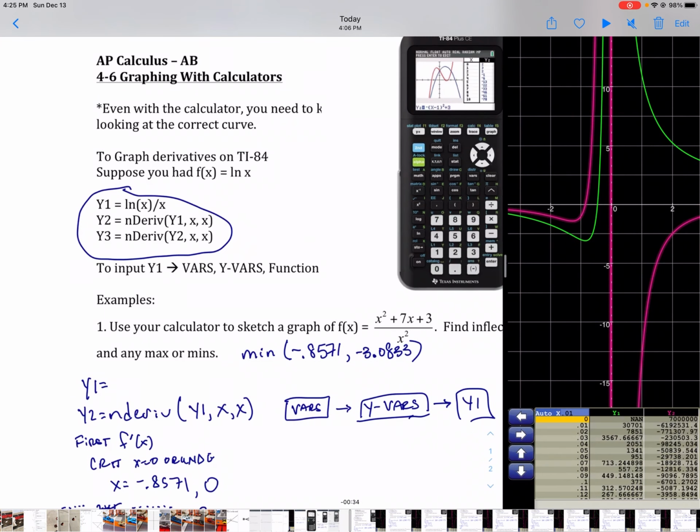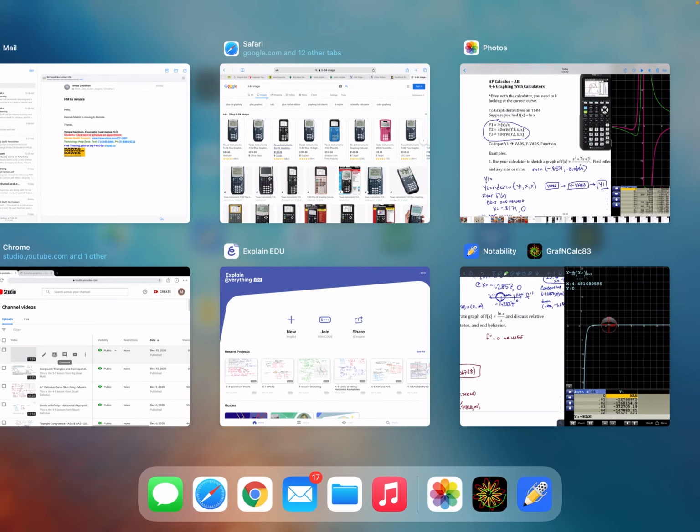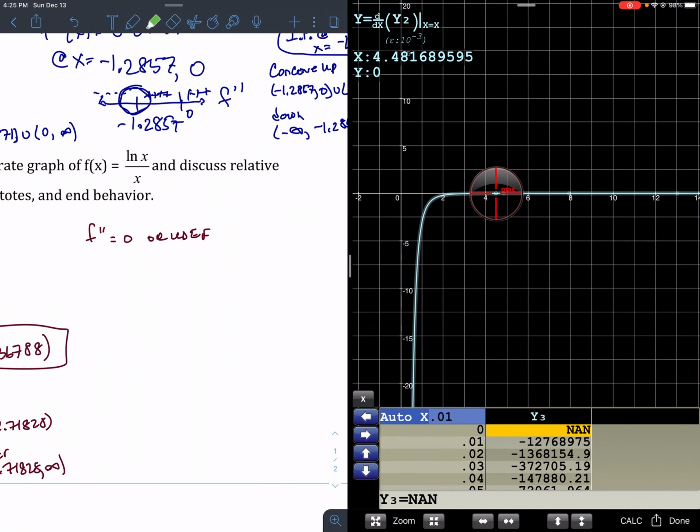Okay, so back to what we've got going on here. Over here, we've got our maximum that occurs, but that's not what I'm looking for. I'm looking for a 0. And there's another maximum. I'm looking for a 0. Let's see, oh, there's the 0 that I'm looking for. Okay, so f double prime of x equals 0.